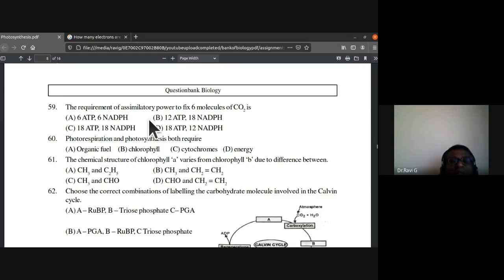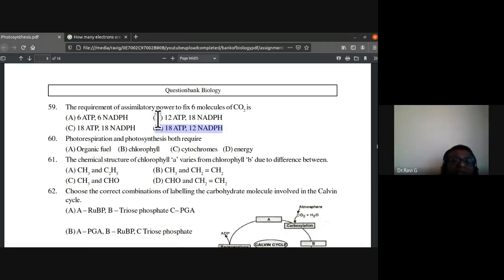The requirement of assimilatory power to fix 6 molecules of carbon dioxide is, so it would be 18 ATP and 12 NADPH2. So 18 ATP and 12 NADPH. This is the right answer.